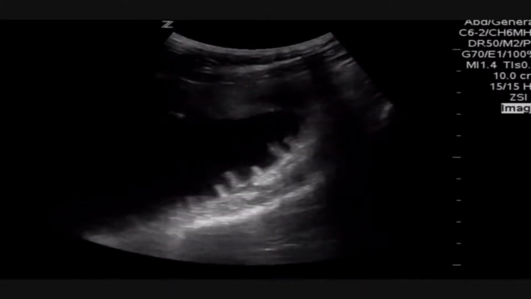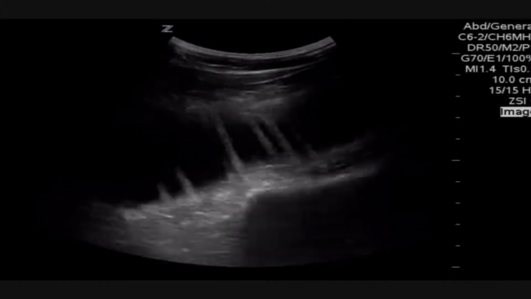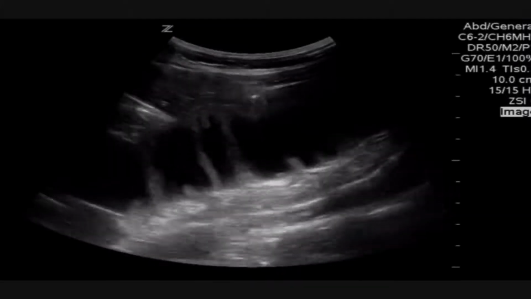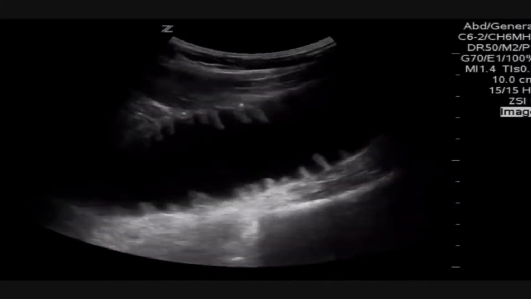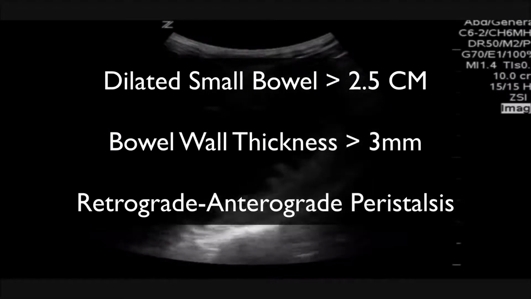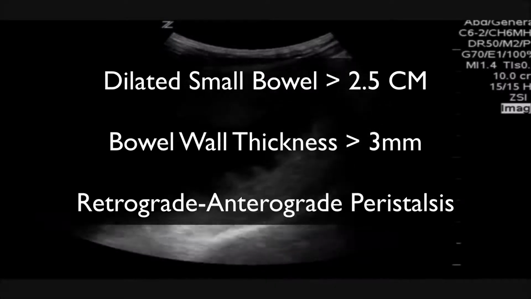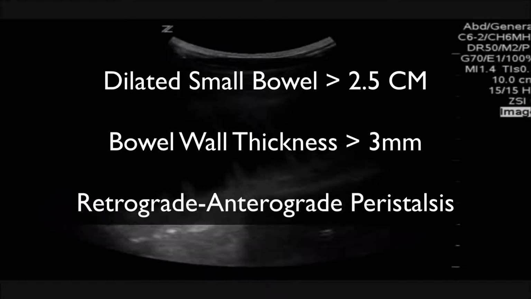And if we look at the small bowel, it is dilated, packed full of fluid. You can see a thickened wall and very nicely delineated plicae circulares throughout. Recall that the big things we look for with ultrasound and small bowel obstruction is a dilated small bowel, which is more than 2.5 centimeters in diameter, a thickened wall greater than 3 millimeters, and this antegrade retrograde peristalsis.